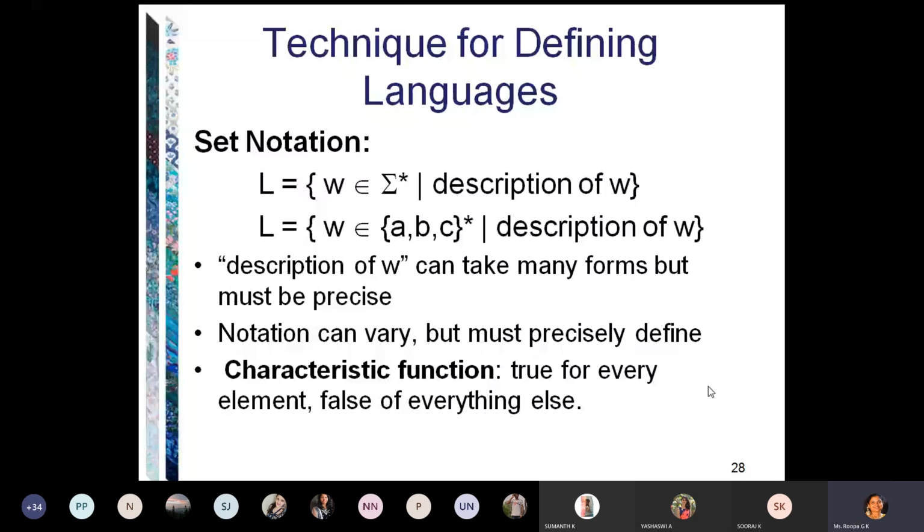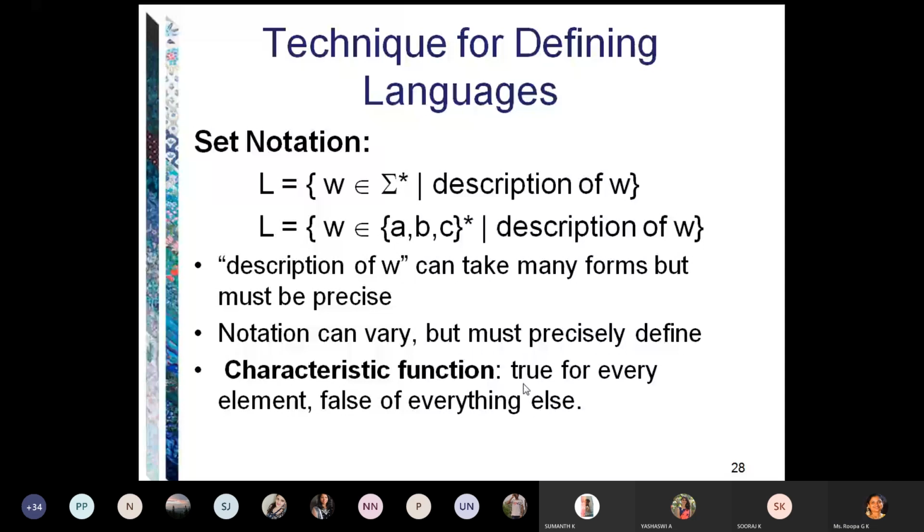Okay, another one is characteristic function notation. We are defining the language in terms of a true or false relation: true for every element, false for everything else. Strings belonging to the language should return true, and strings that do not belong to the language should return false. Okay, don't concentrate on the second one. Only the first one we are going to use in the entire subject.